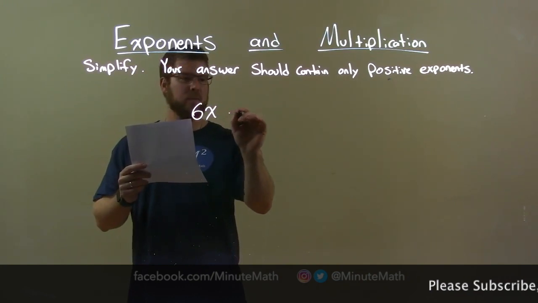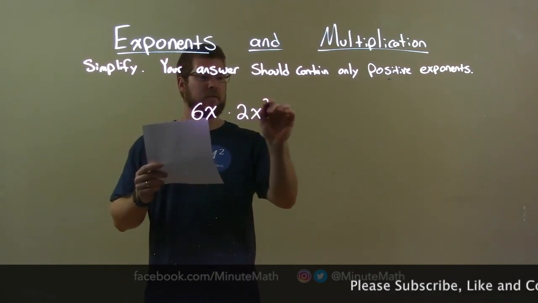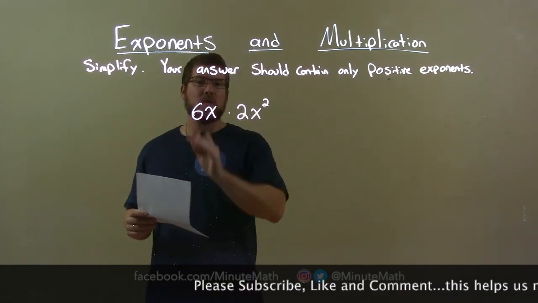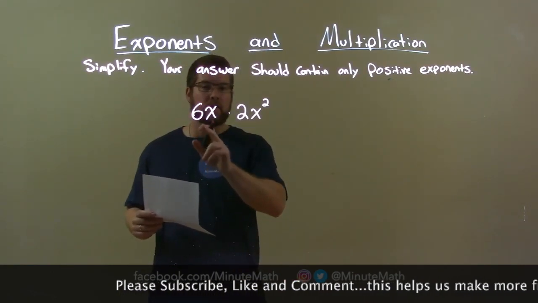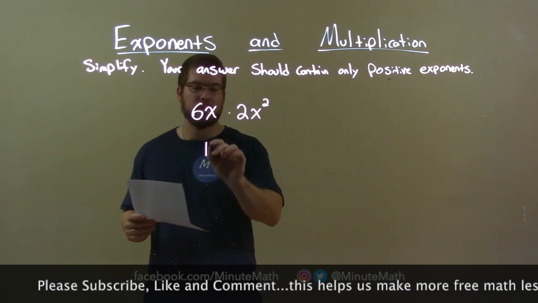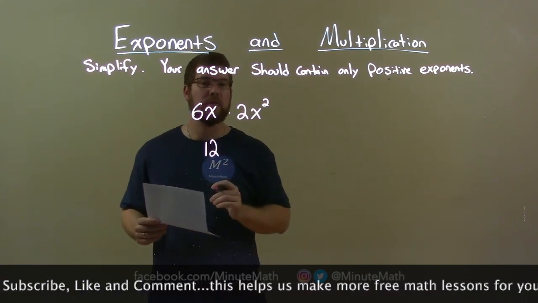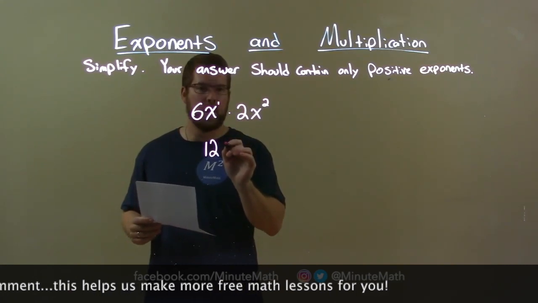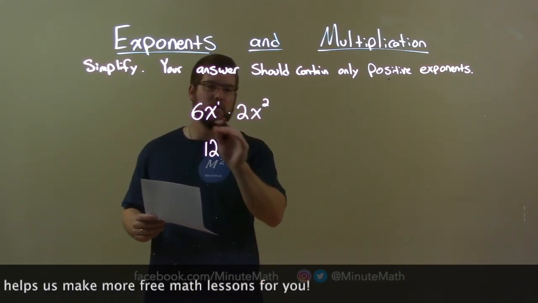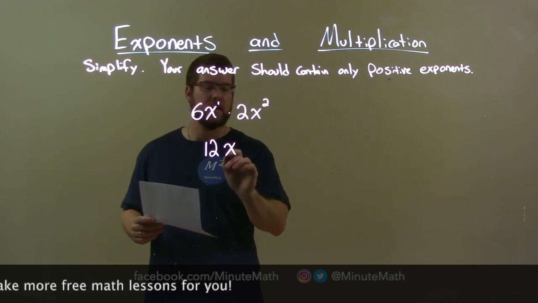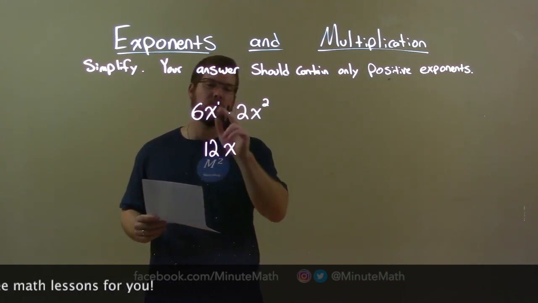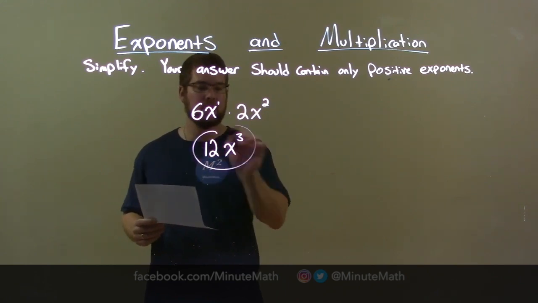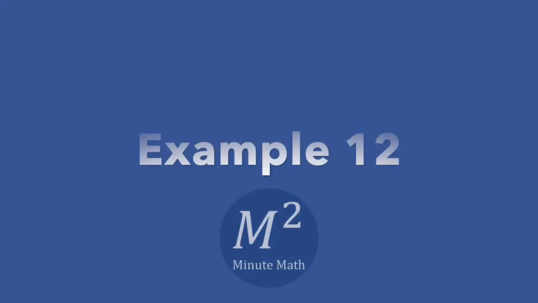6x times 2x squared. First thing I want to do is look at the coefficients. I need to multiply them. 6 times 2 is 12. Now let's look at the variables. Well, this x right here is really x to the first power. When we have the same base for both of them, which we do, it's an x, we need to add the exponents. So 1 plus 2 is 3. And now our final answer is just 12x to the third power.